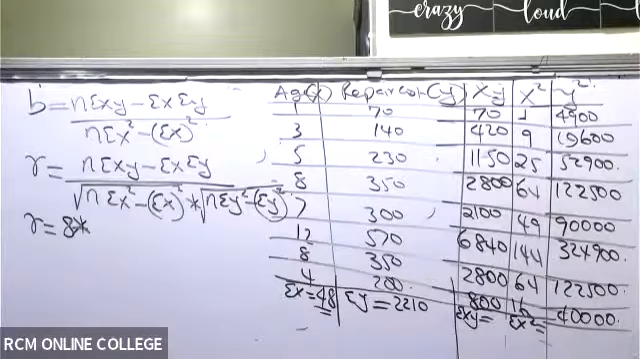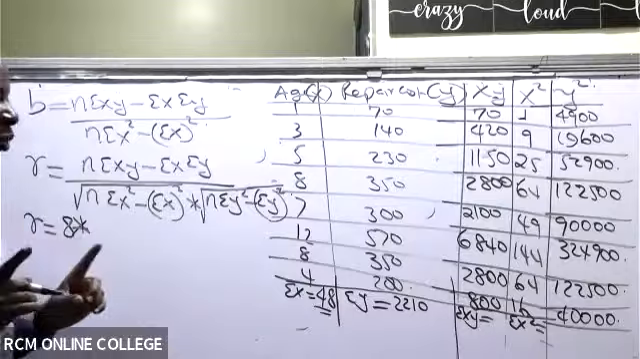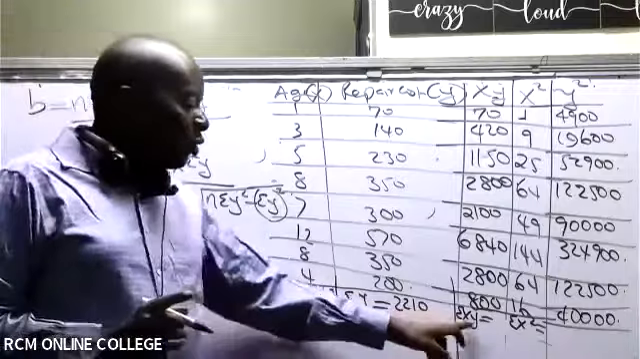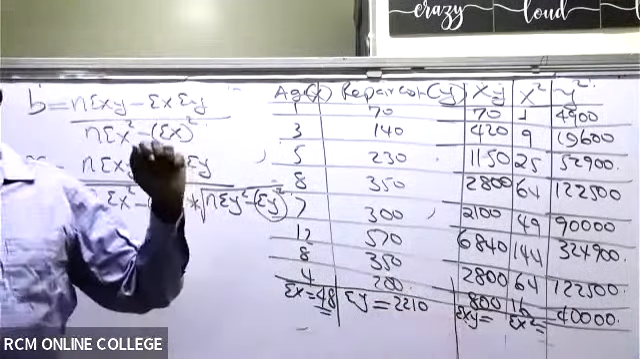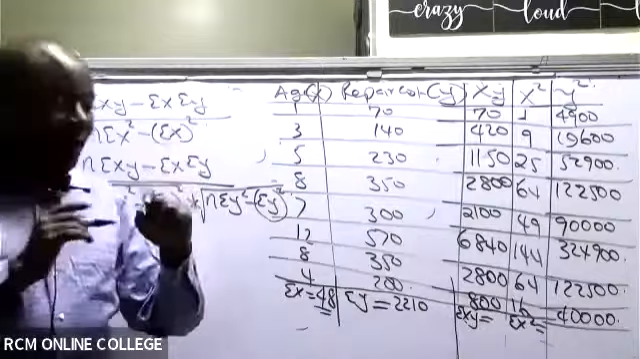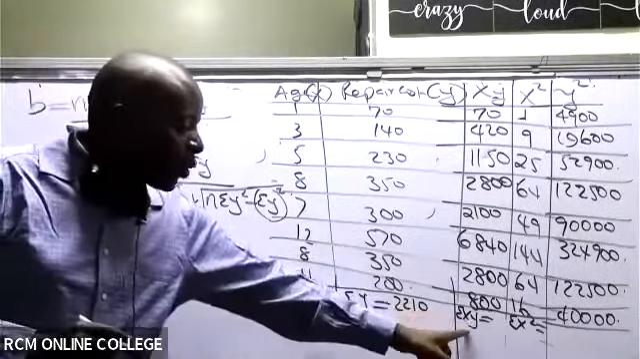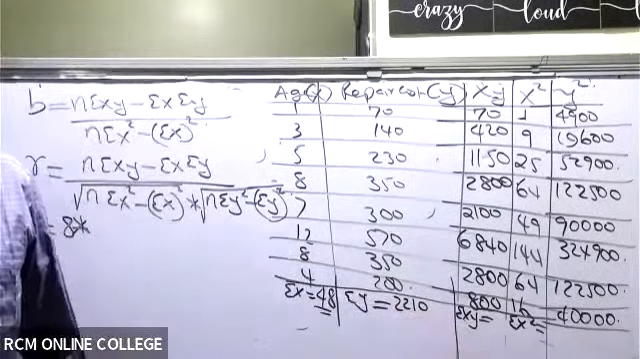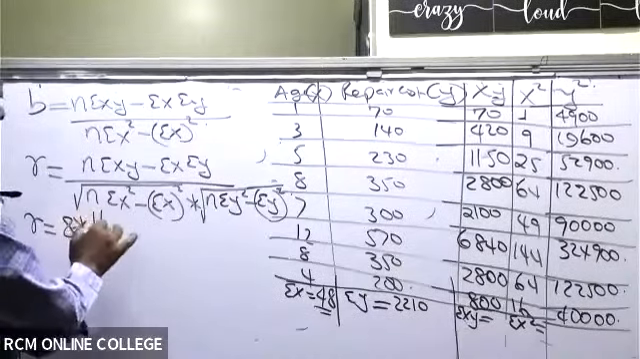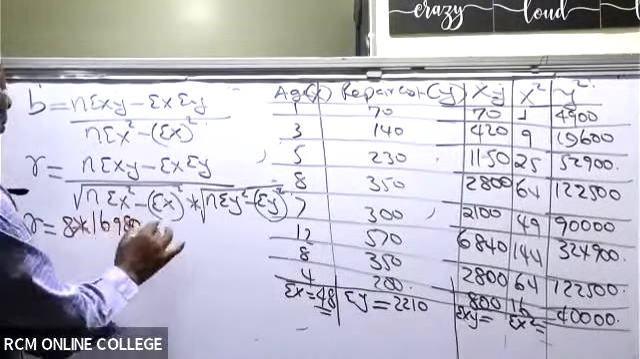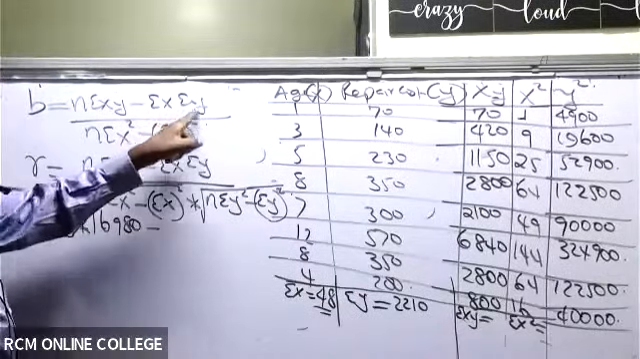Anybody who can remind Mwalimu the summation of xy would really be happy. If I'm reminded, summation of xy, not sum of x alone, not sum of y, summation of xy. It was 16,980. I hope you are able to remember that. Minus now summation of x times summation of y.